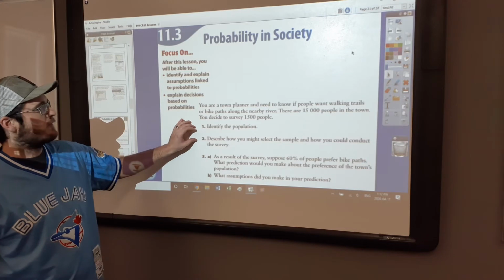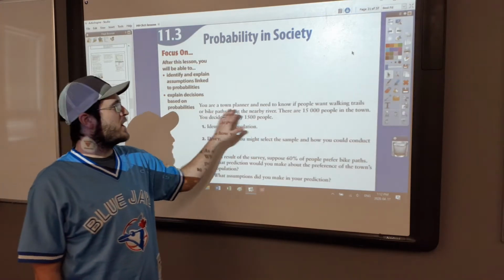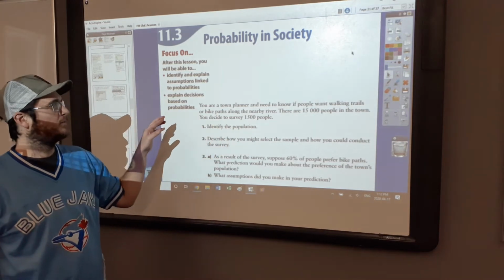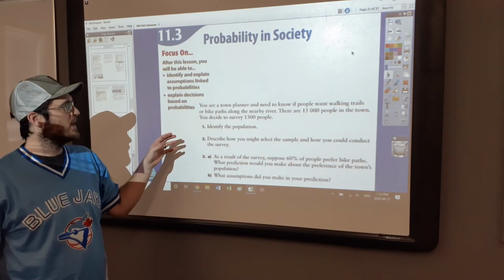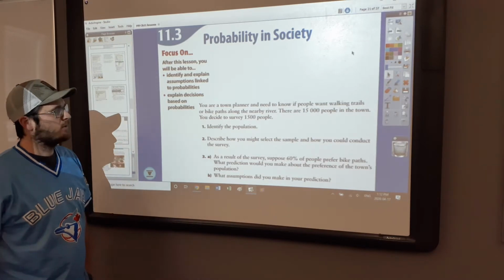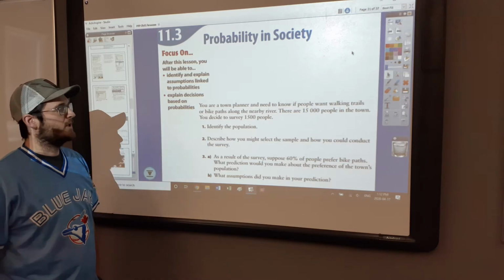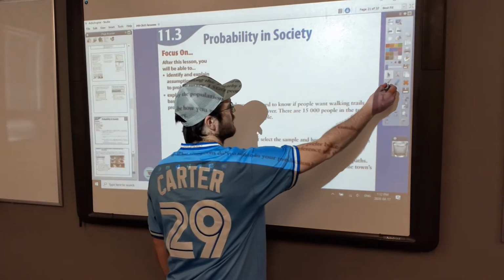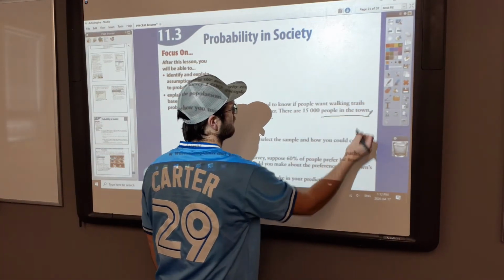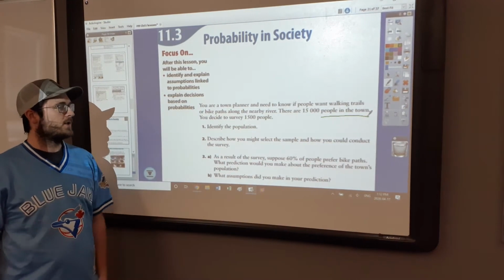We'll do a little bit of review of the last couple sections here, identifying the population. You're a town planner, you want to know if people want walking trails or bike paths. So you're going to ask people. There's 15,000 people in the town, you want to survey 1,500, so about 10% of them. Identify the population. Well, the population is going to be people in the town. So all the people that are in that town are in the population.